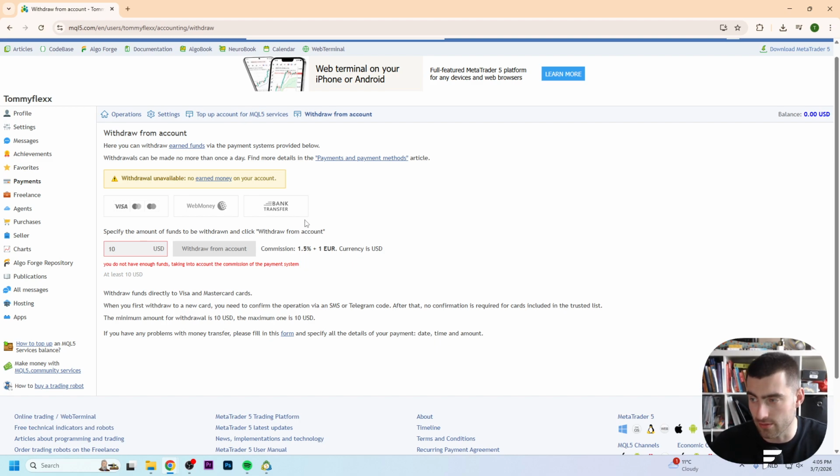money from your account. Right now you see withdrawal unavailable because I don't have any money standing on this account, but this is the place where you need to be to withdraw money from your real account on MetaTrader 5.